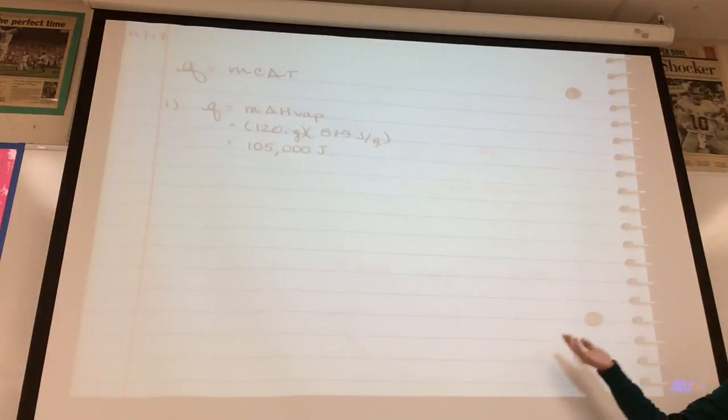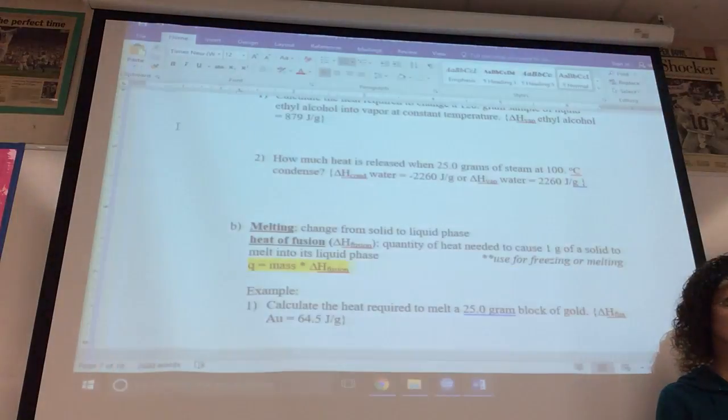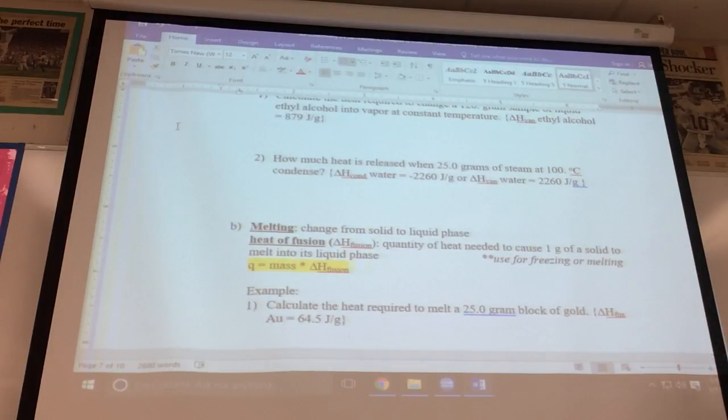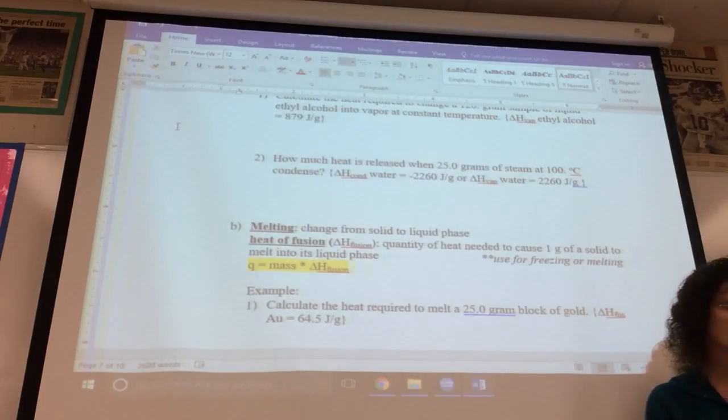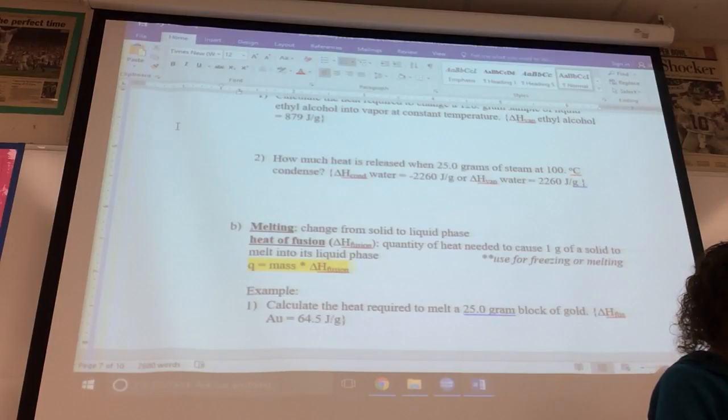That's easy. You can see this also in number 2, very straightforward. It says how much heat is released when 25 grams of steam at 100 degrees Celsius condense. That temperature is just the temperature at which condensation or boiling occurs, not relevant in the calculation. So how would you do number 2? Exactly, so 25 times negative 2,260, and that would be negative 56,500 joules.